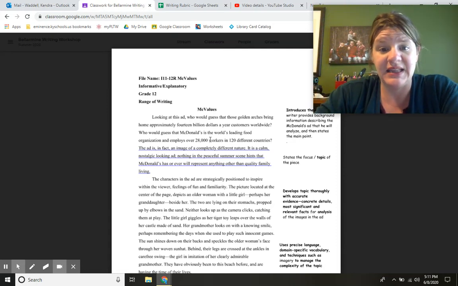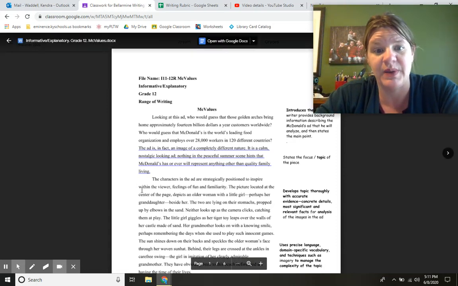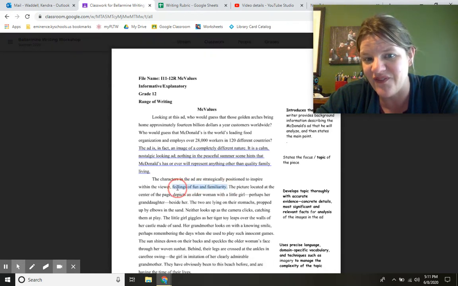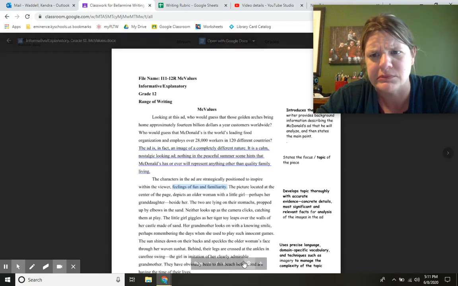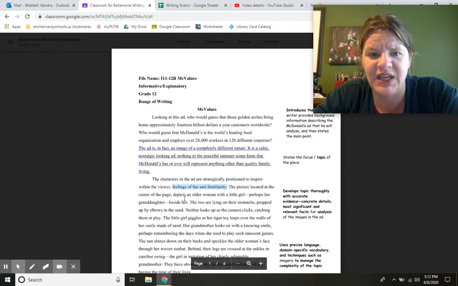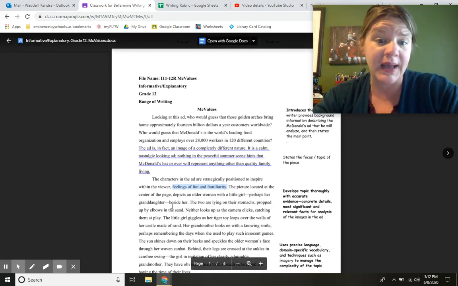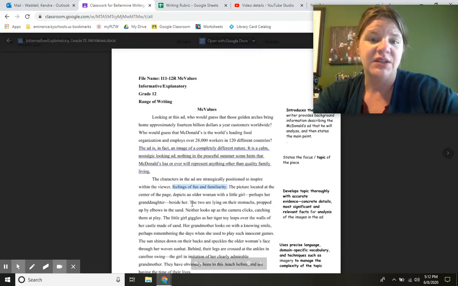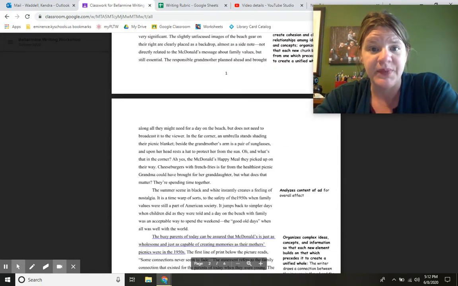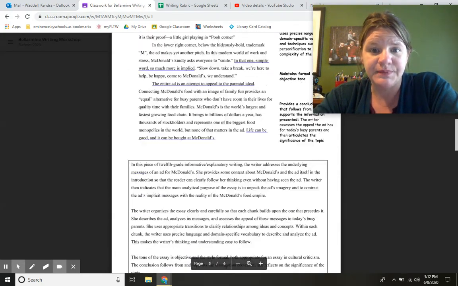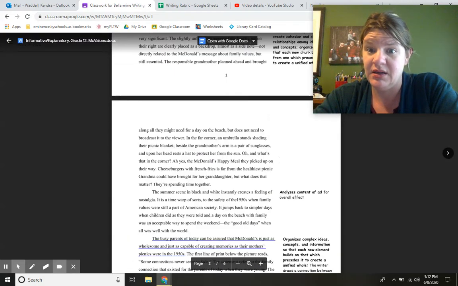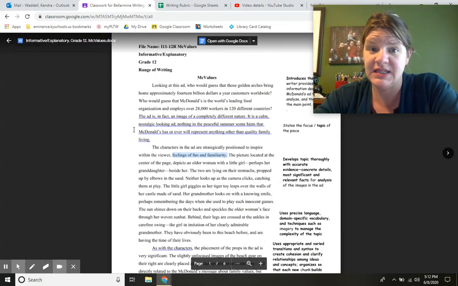The characters in the ad are strategically positioned to inspire within the viewer feelings of fun and familiarity. Alliteration. Feelings of fun and familiarity. The picture located at the center of the page depicts an older woman with a little girl, perhaps her granddaughter, beside her. The two are lying on their stomachs, propped up by elbows on the sand, and so it goes on. So this is a 2.5 page MLA style essay. All right, 2.5 page MLA style, double spaced.